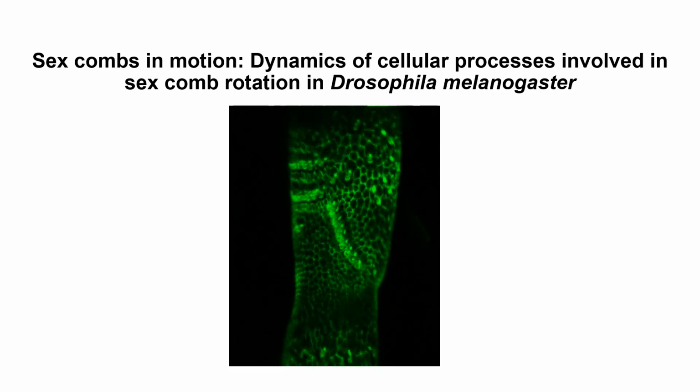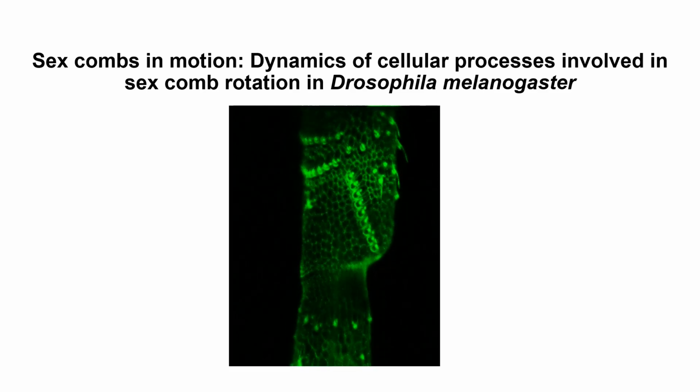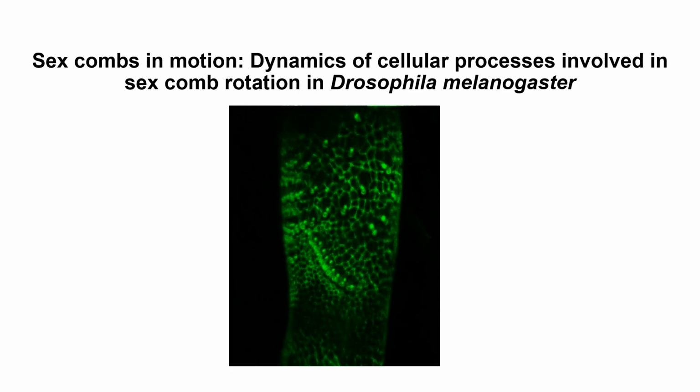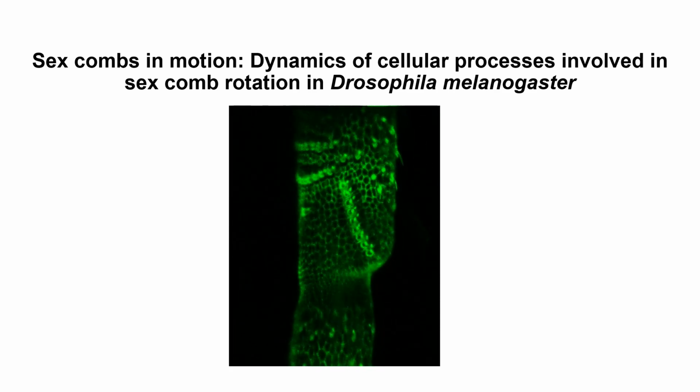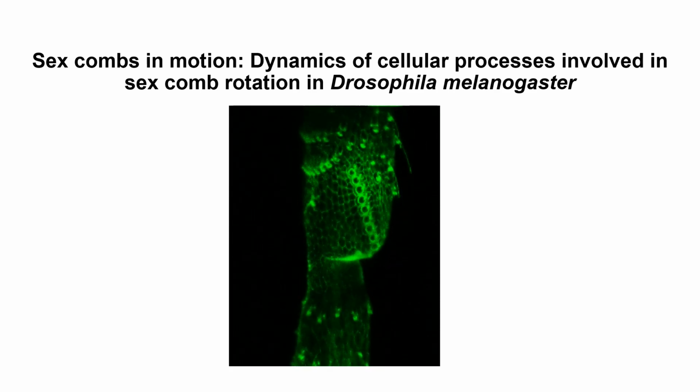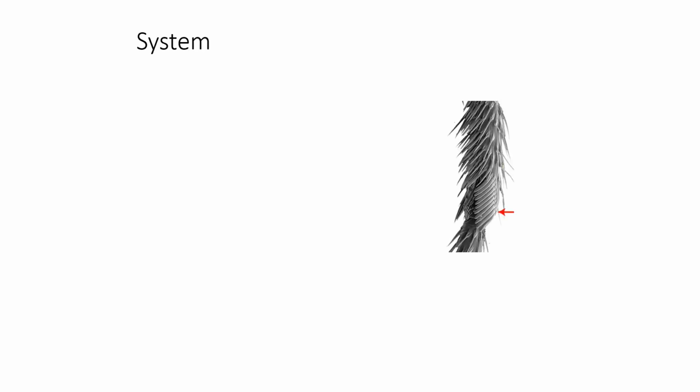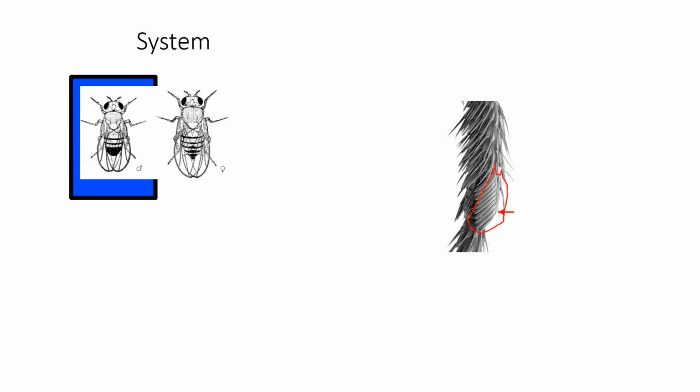Today I'm going to talk about the sexcomb rotation, about how this process of rotation takes place, and I'm going to focus on the cellular process. To start, I'm going to remind you that this structure that you see here, this group of bristles, is called the sexcomb, and it is located in Drosophila melanogaster.